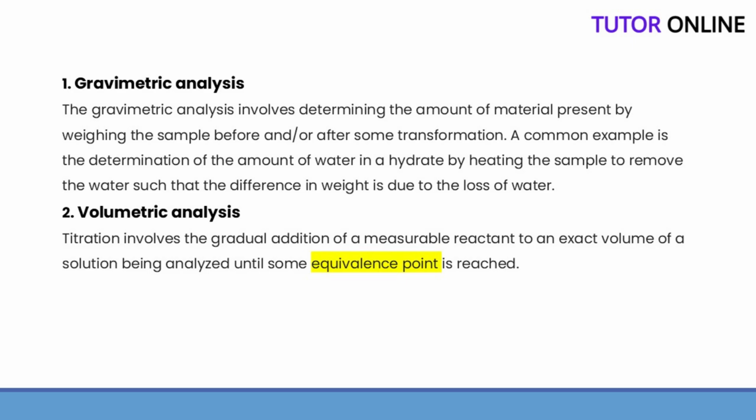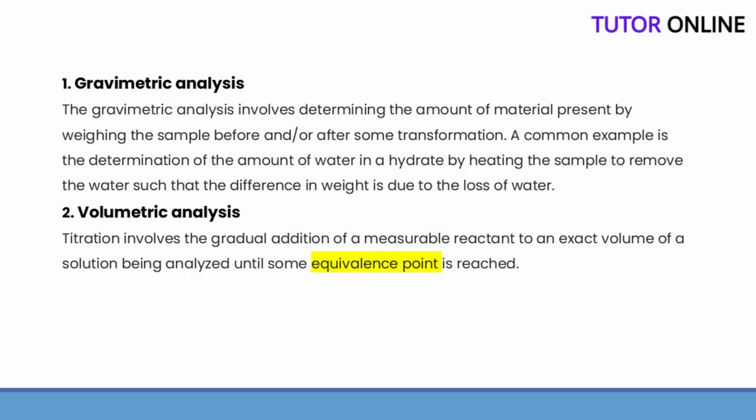Let's have a look at gravimetric analysis first. It involves the quantitative measurement of analyte through the measurement of mass. In simple words, determination of any amount of material present by weighing the sample before and/or after some transformation. For example, the determination of the amount of water in a hydrate by heating a sample to remove water, such that the difference in weight is due to the loss of water.